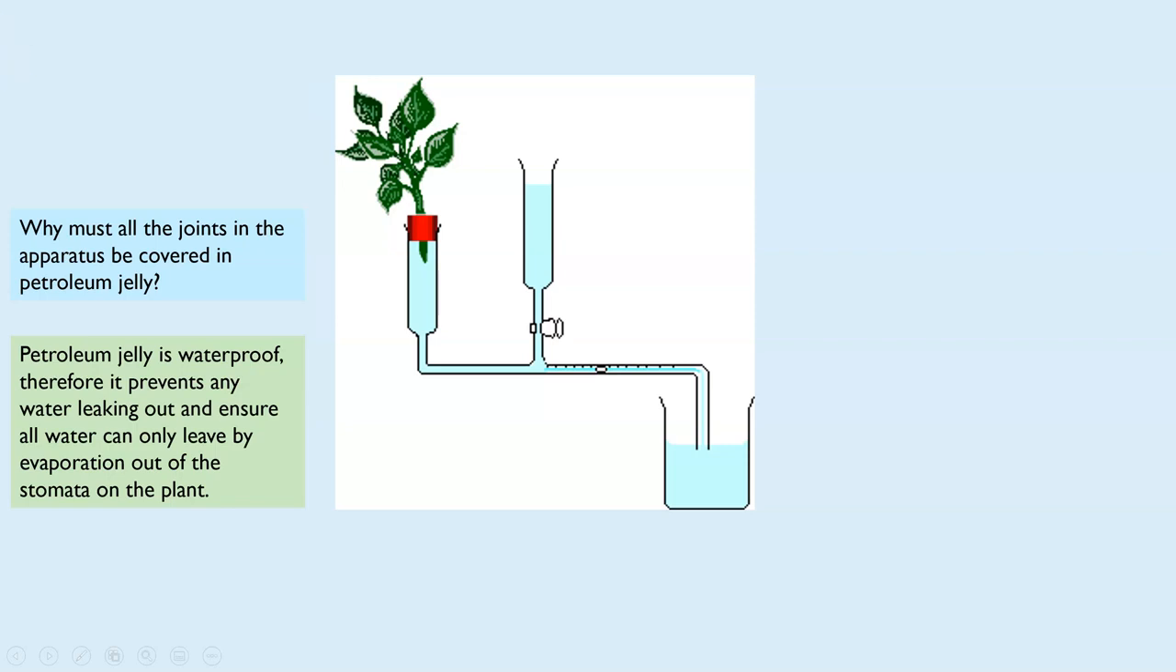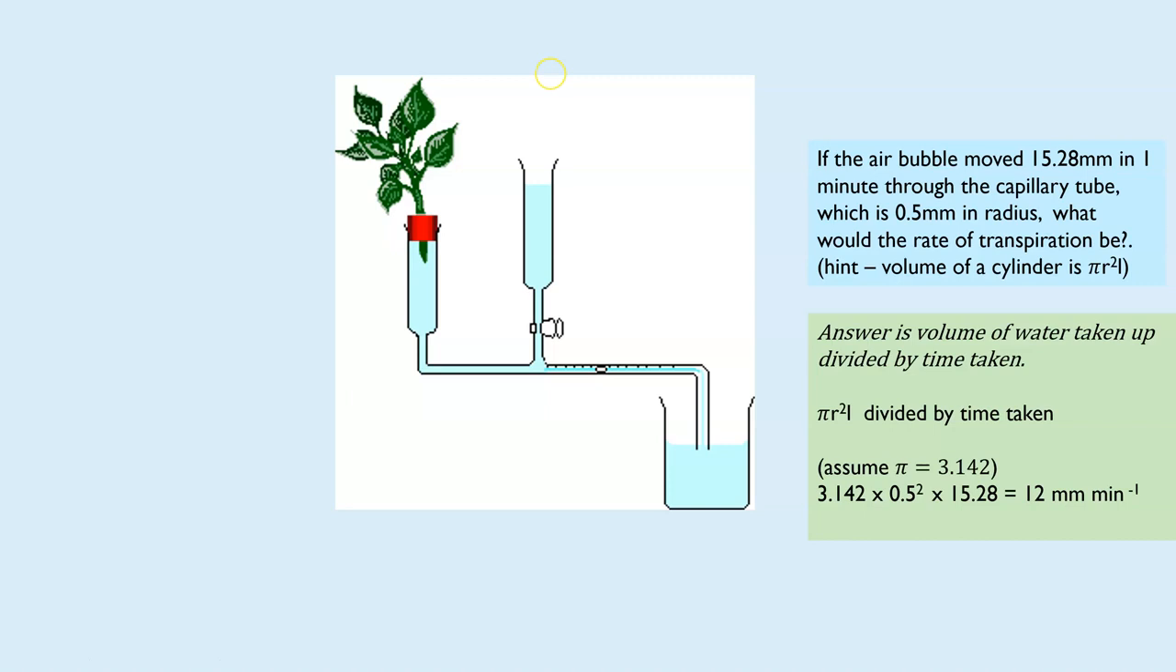The next one, why must all the joints in the apparatus be covered in petroleum jelly? First thing is just pointing out petroleum jelly is waterproof. So by covering all of these joints in this waterproof substance, it makes sure that no air can be introduced into the apparatus, but also makes sure that no water can leak out, which would impact the accuracy of your estimate of water taken up.